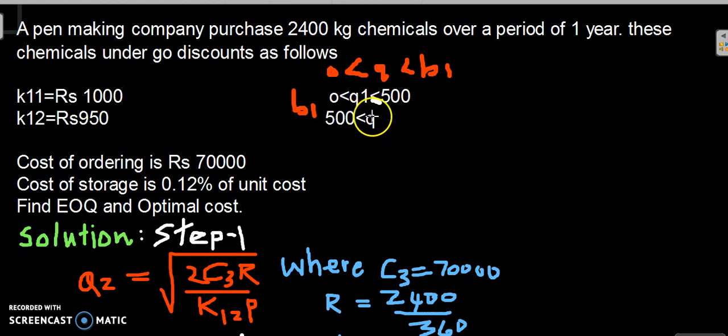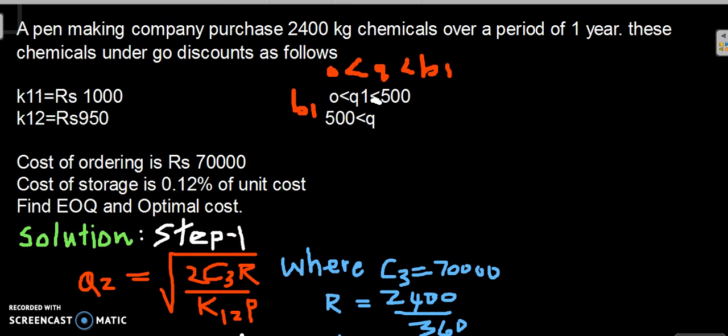Suppose it goes more than 500, then the discount is 950. If this is the case, then how much kilogram of chemicals do we have to order? That's what the situation is. All these components are given to us. Cost of ordering is rupees 70,000. Cost of storage is 0.1 percent, and we have to find the economic order quantity or economic lot size, anyway we can say, and we have to find the corresponding optimum cost also.